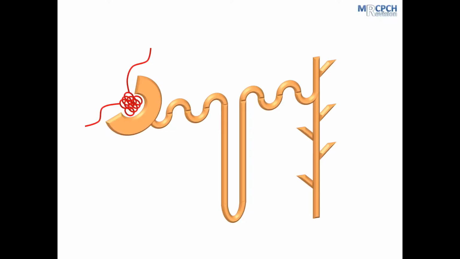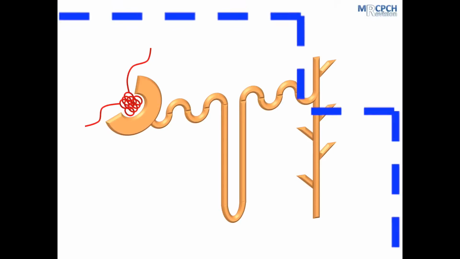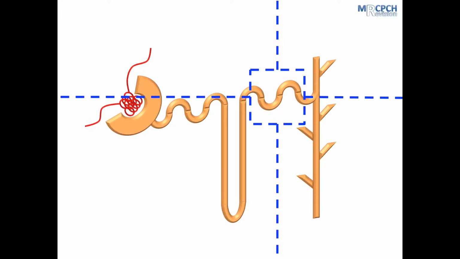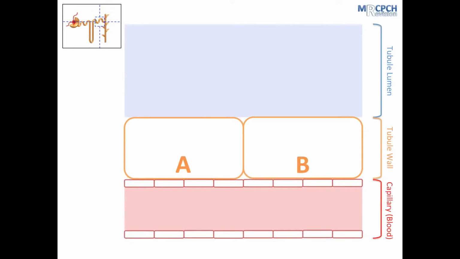So we'll now turn our attention to the distal convoluted tubule and the collecting duct system. Here we have two types of cell. These are called intercalated cells, and there is a type A or alpha cell and a type B or beta cell. The type A cell is responsible for secreting protons into the urine to make the urine acidic. And it also accounts for the remaining 20 to 30% of bicarbonate reabsorption.